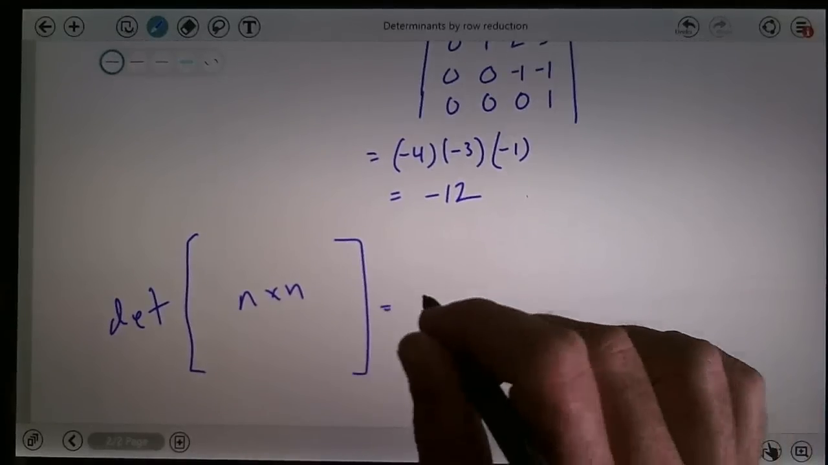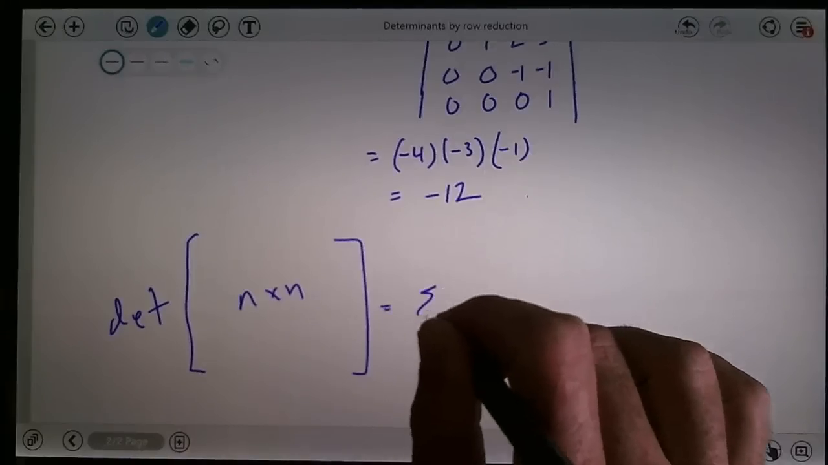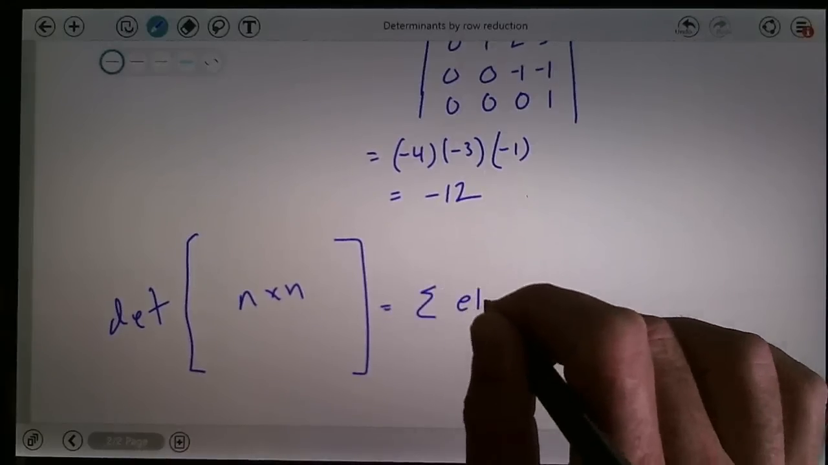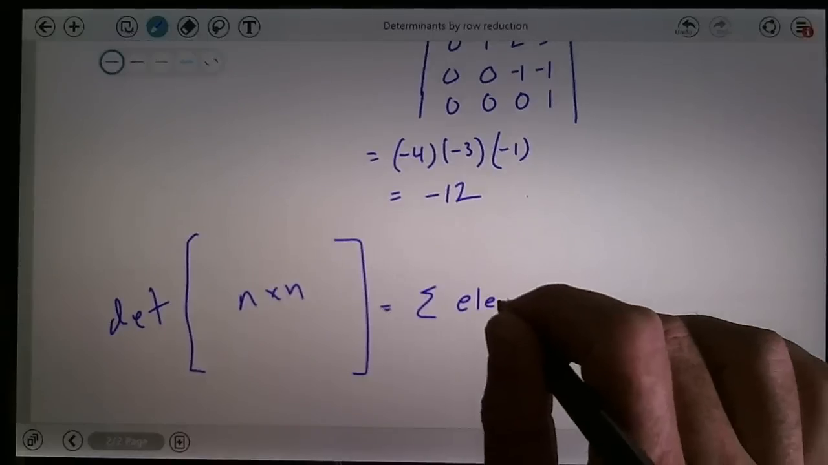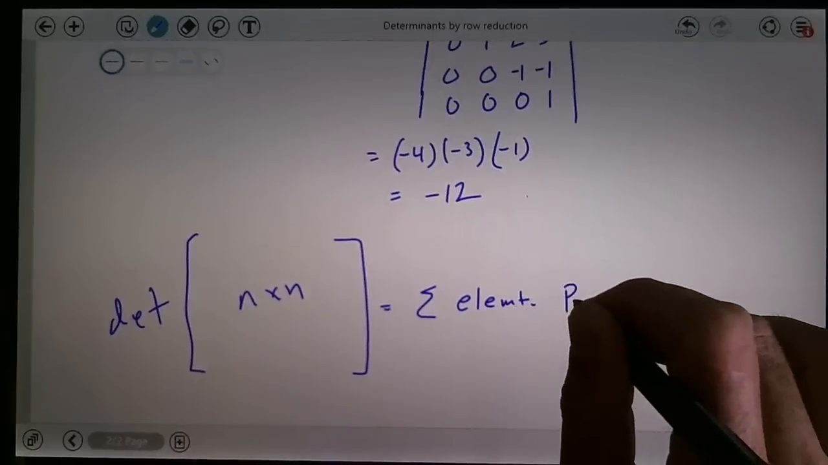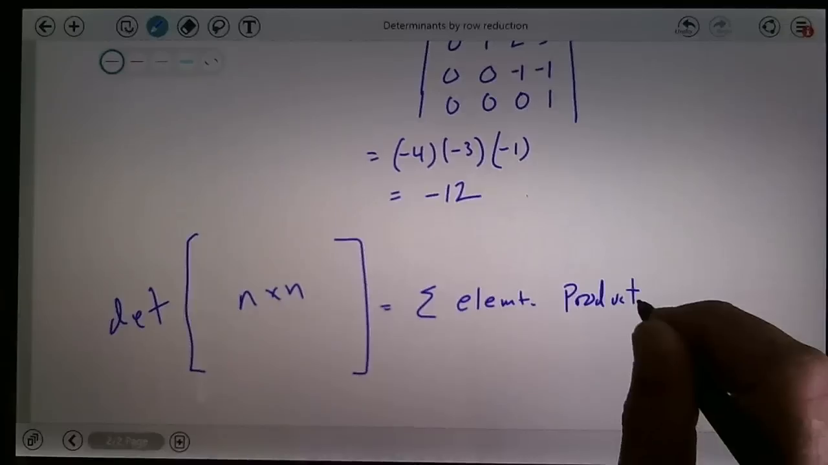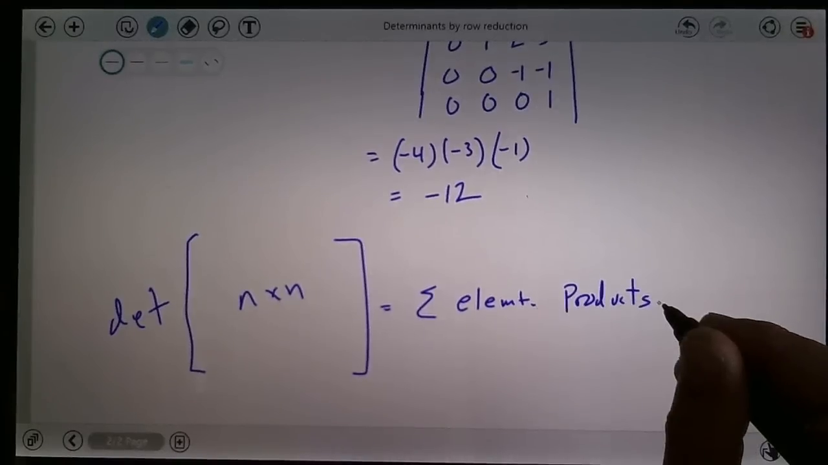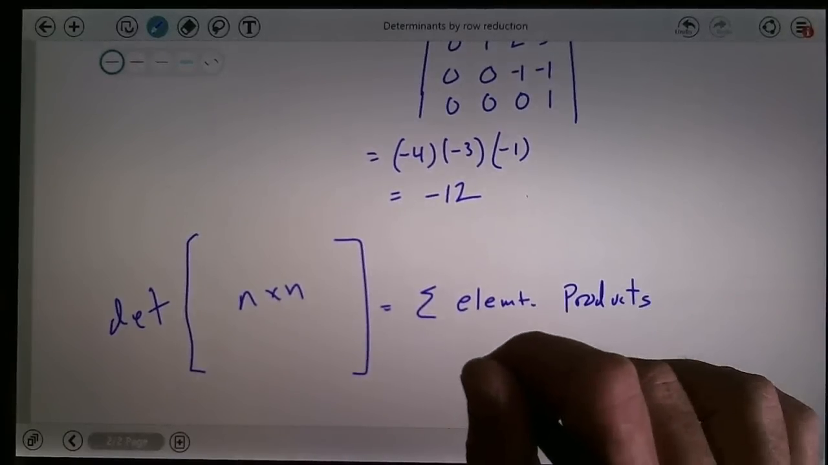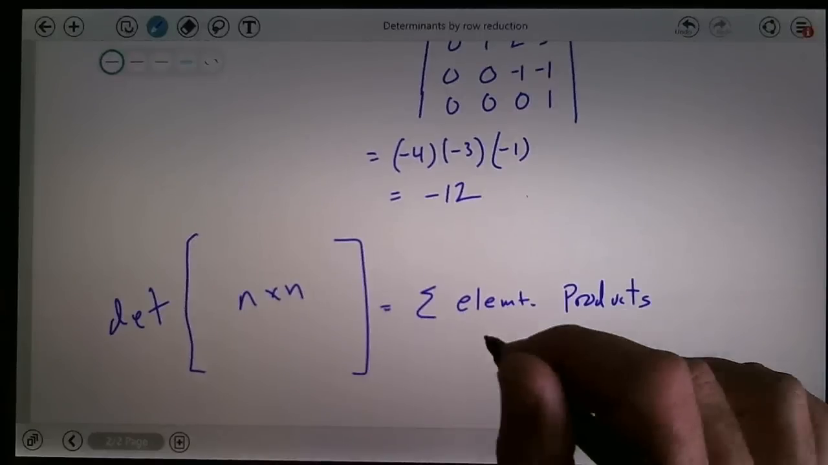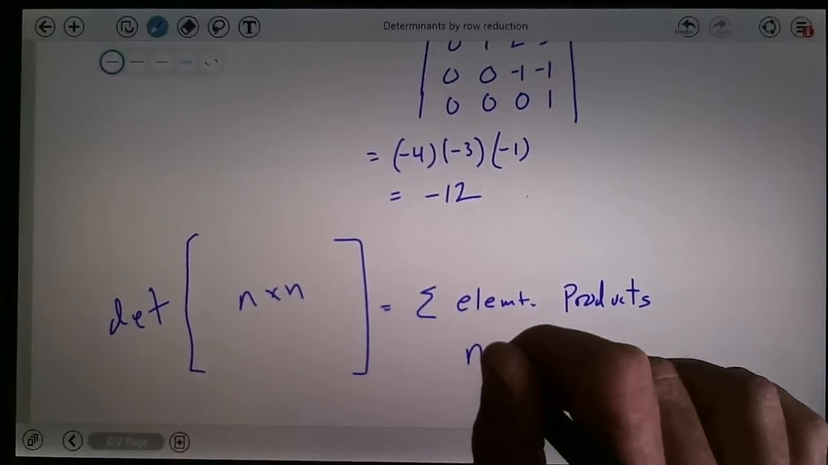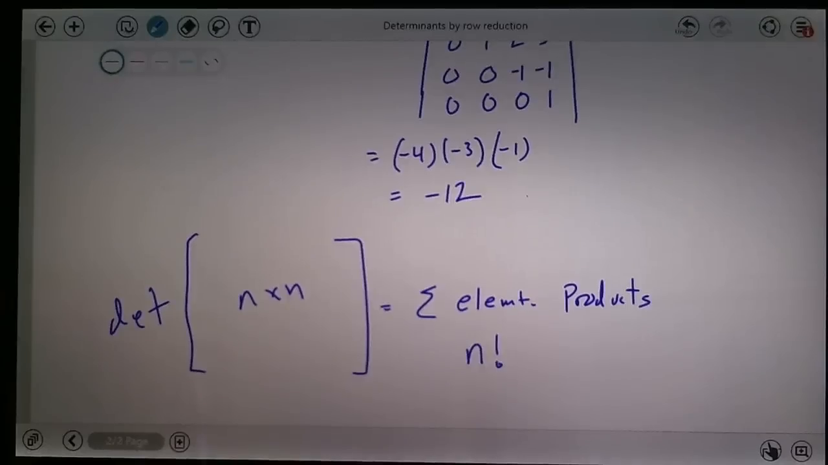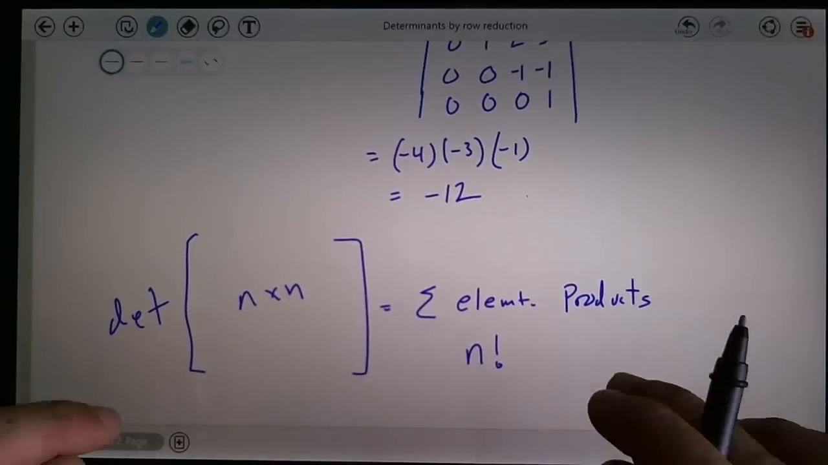Well, the cofactor expansion way ends up being a sum of those elementary products. Right? And so the question is, how many elementary products are there? Well, I think we determined in a previous video that there's n factorial elementary products, right? N factorial gets really big really fast.